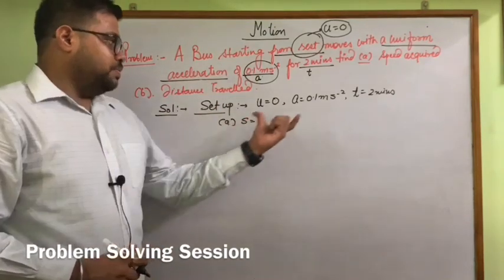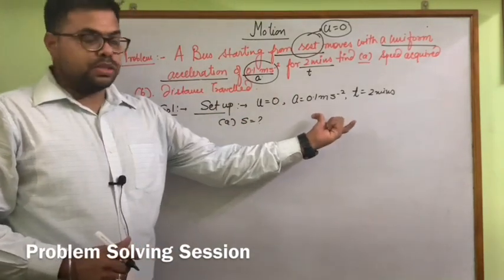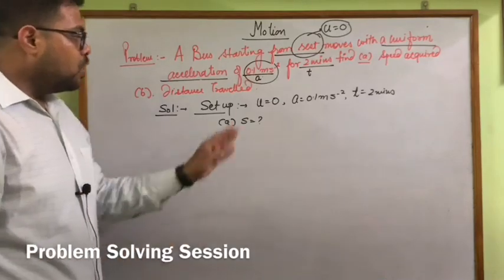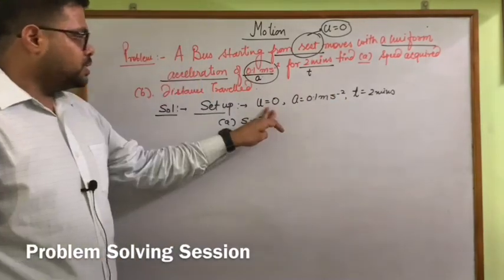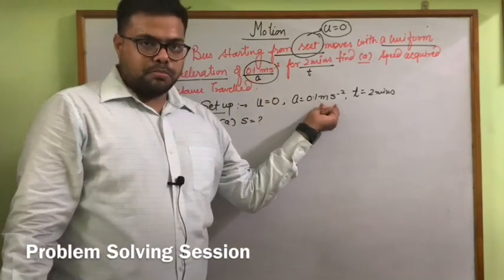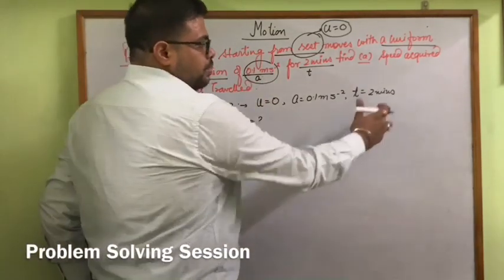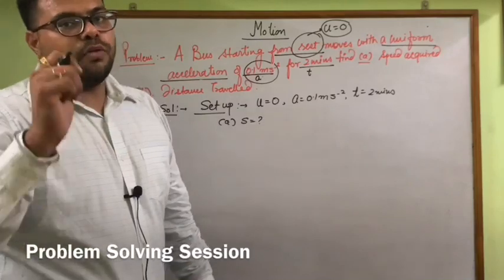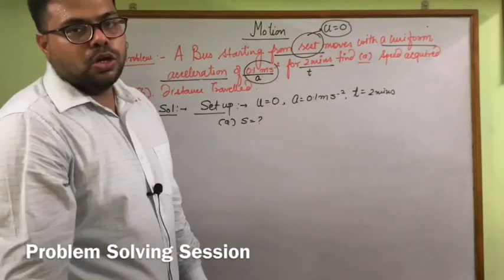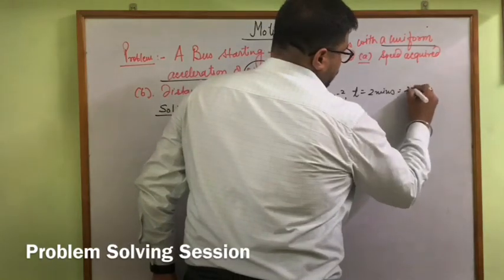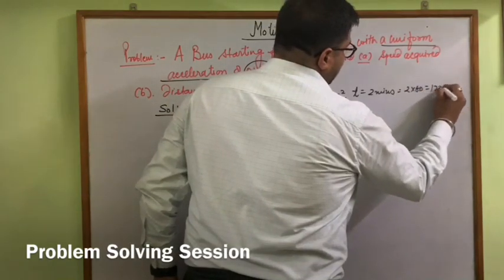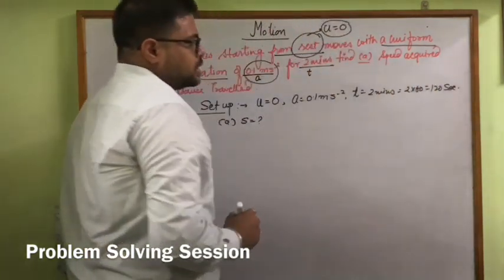So in the setup, when all the information with the variables are here, please check all variables should be in SI units. See, u is 0, no problem. It is in SI form, meter per second. But here it's not. Minutes is not an SI unit for time. So we first convert it. We can write 2 into 60, it will be equal to 120 seconds. So this is a must condition.